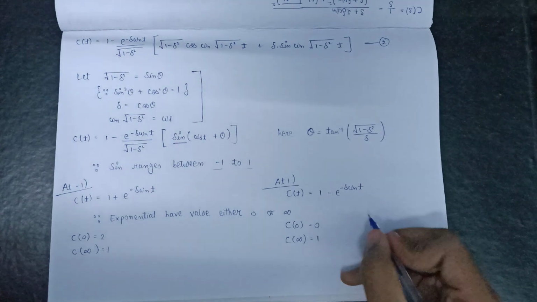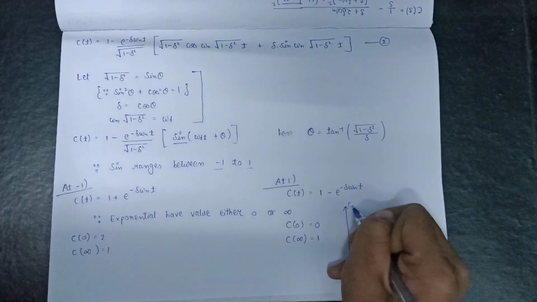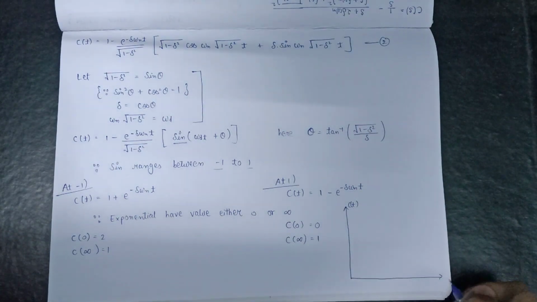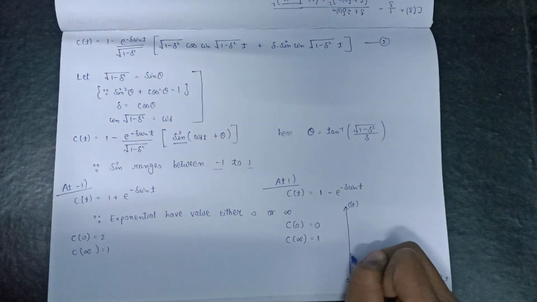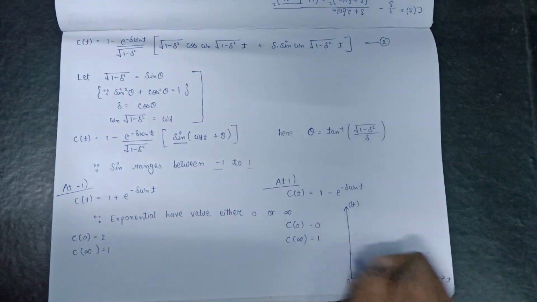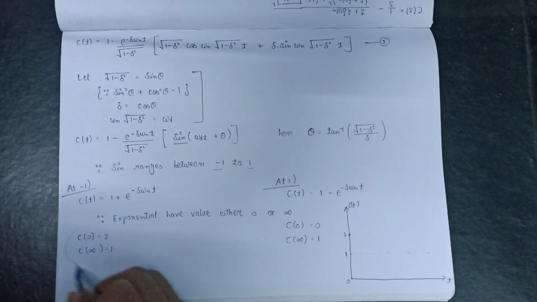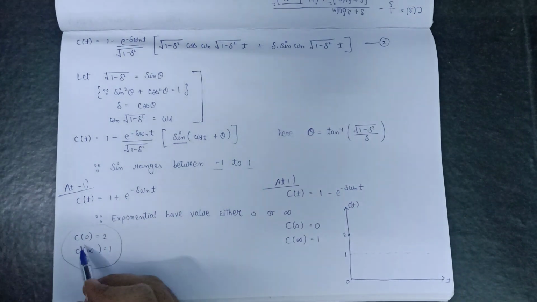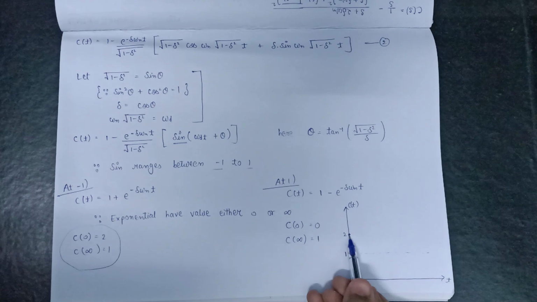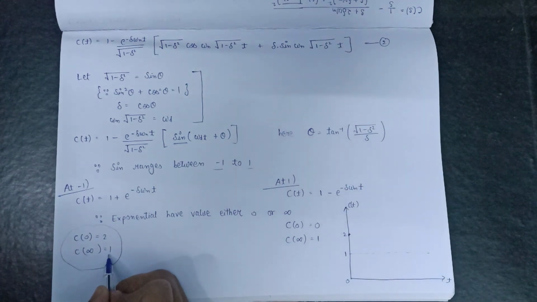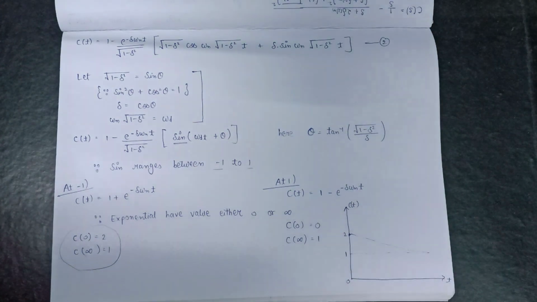Now plotting the time response curve. So this is C of t, this is t, this is 0, this is boundary of 1, this is 2. Plotting these two things firstly. At C of 0, its value is equal to 2, so it will start from 2, and at infinite its value becomes 1, so its boundary will be just similar to this.